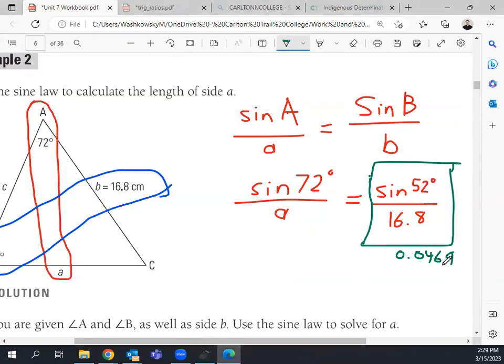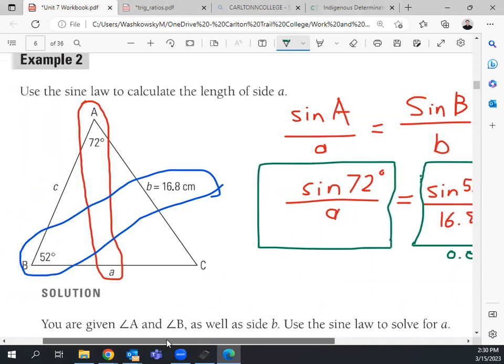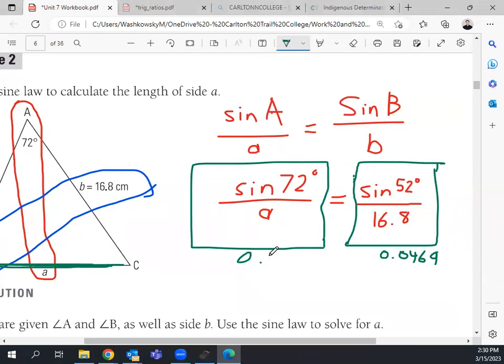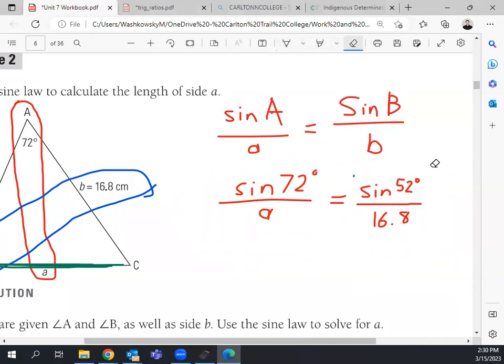So what the sine law says is that whatever we got here, which is this 0.0469, if I take sine of 72 and divide by side A, this green line here, if I were to measure this, it's the same answer for each of these. That's what the sine law is saying here. This ratio is equal to this ratio. So I know what this is going to equal, but that doesn't tell me what A is.